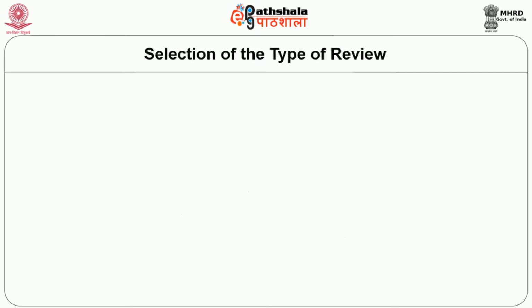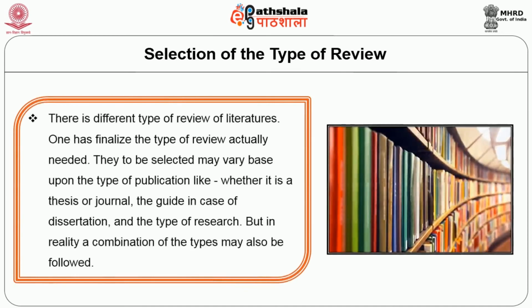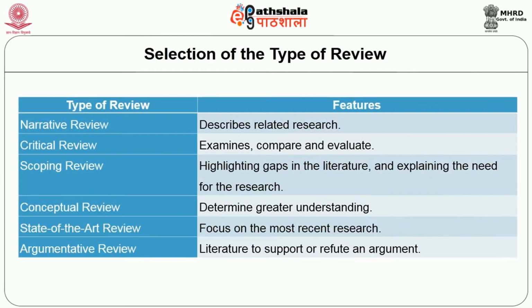The next step is selection of type of review. There are different types of review of literature. One has to finalize the type of review actually needed. They can be selected based upon the type of publication, like whether the information is from a thesis or journal, apart from the guide in case of designation and the type of research, but in reality a combination of types may also be followed. Some of the common types of review are featured as given in the table.